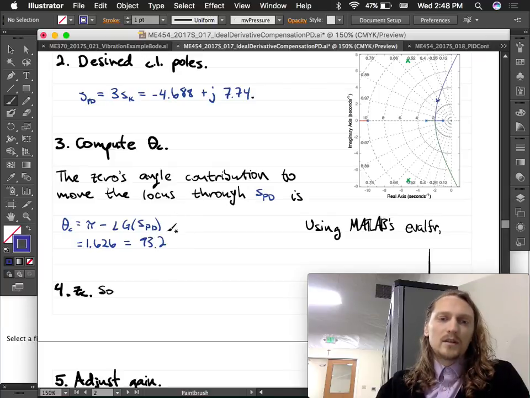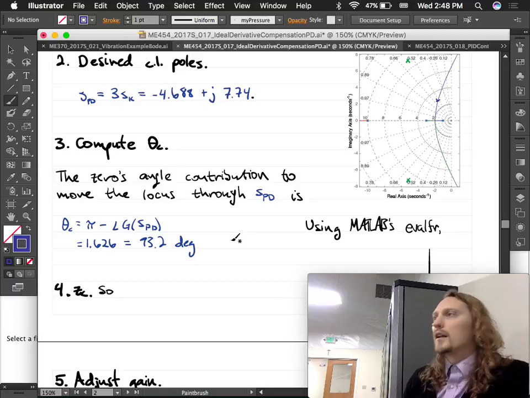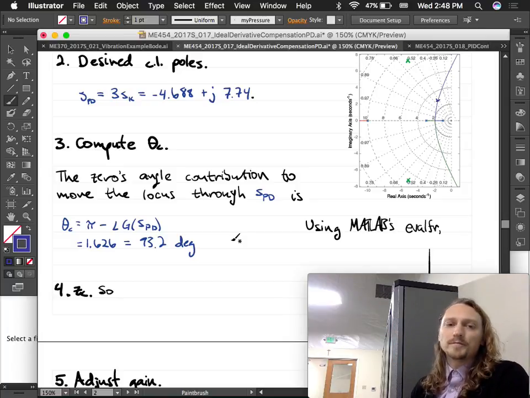So we need to compensate for 93.2 degrees that we're not compensating for with this zero. And that's our desire. So we need to choose ZC.